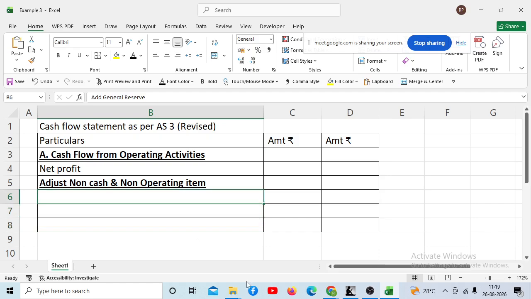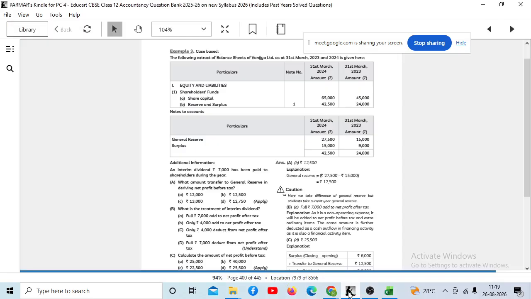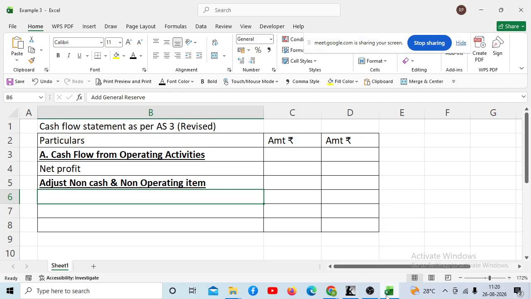Yes. Now let us start from the additional information. See what they are telling in the additional information: an interim dividend of 7,000 has been paid to the shareholders during the year, right? So interim dividend is paid, so we will write it here in the first line.